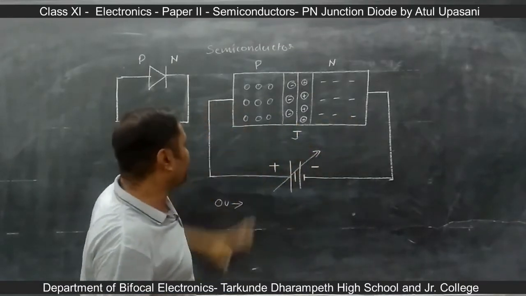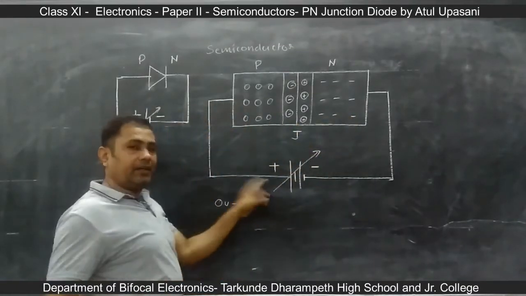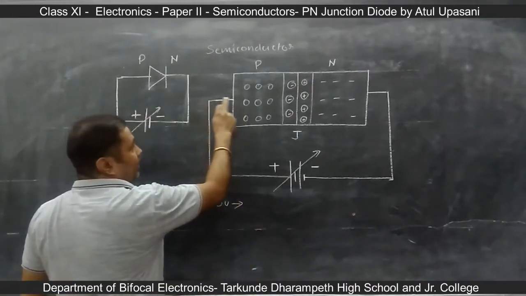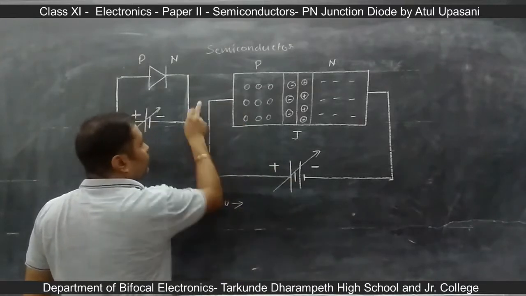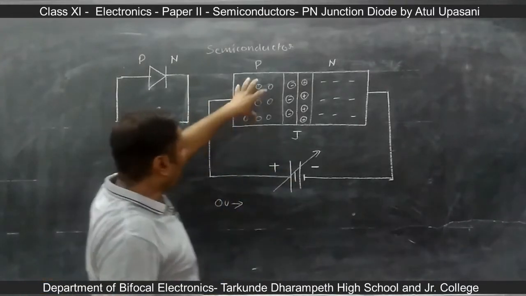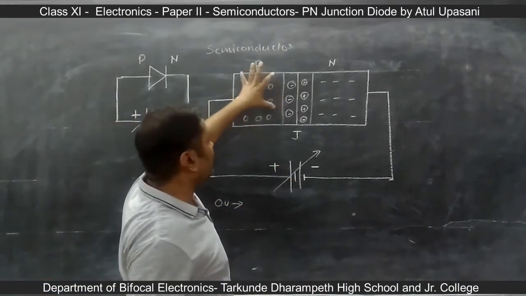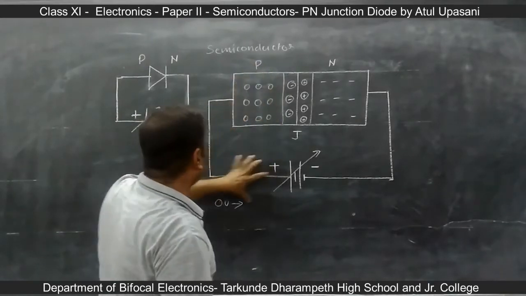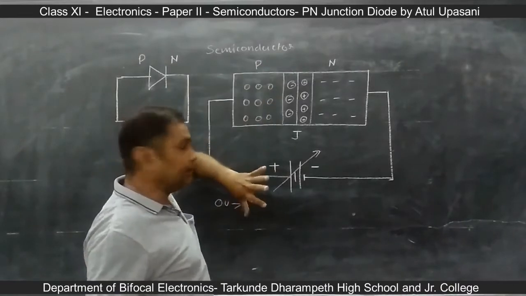So let us see, when the battery is connected here, what is happening? The holes from the battery, or positive charges from the battery, will start flowing towards the p side. Here we have already accumulated a large quantity of holes, and we are increasing the positive charges like here.